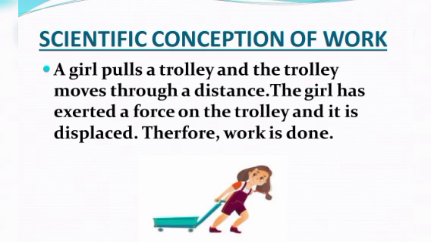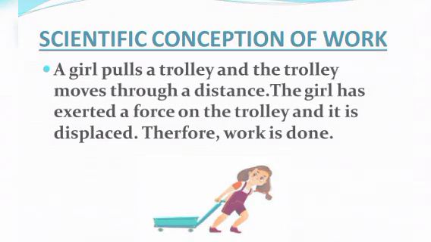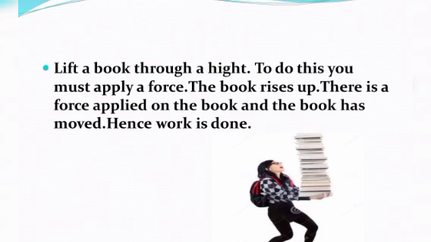To understand the way we view and define work from the point of view of science, let us consider some situations, okay? For example, in the first situation, a girl pulls a trolley and the trolley moves through a distance. Here, the girl has exerted a force on the trolley and it is displaced. Therefore, here work is done. In the second situation, lift a book through a height. To do this, you must apply a force, right? Yes, the book rises up. There is a force applied on the book and the book has moved. Hence, here also the work is done.